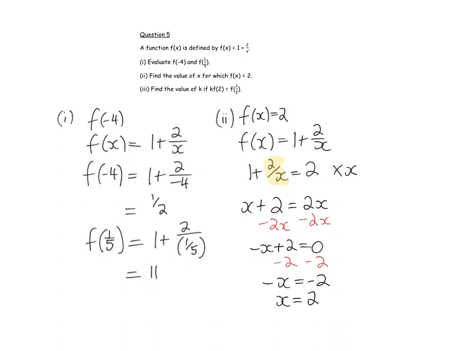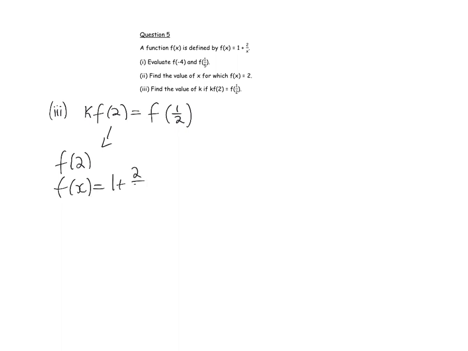The final thing we have to do then is part 3. And in part 3, it says, find the value of k if we have k of f of 2 is equal to f of a half. Firstly, we need to get then f of 2. We know f of x is equal to 1 plus 2 over x. So f of 2 is 1 plus 2 over 2, which when you put into your calculator is going to give you an answer of 2.